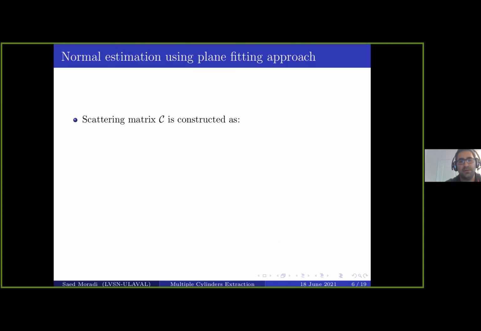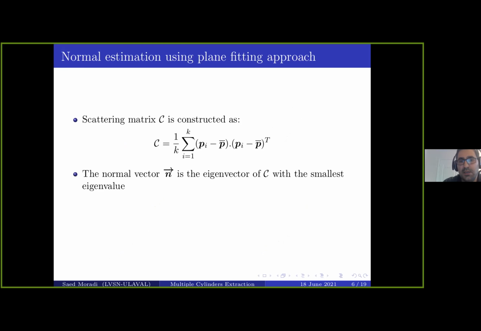For calculating this normal estimation, at the first step, a covariance scattering matrix named C should be constructed using this formula. And by eigen decomposition of this matrix, the eigenvector corresponding to the smallest eigenvalue is the normal vector for that query point. This method is accurate enough, but since it works on an unorganized point cloud, there is an extra step for identifying the neighborhood, constructing the scattering matrix, and eigen decomposition. It has a high computational complexity.